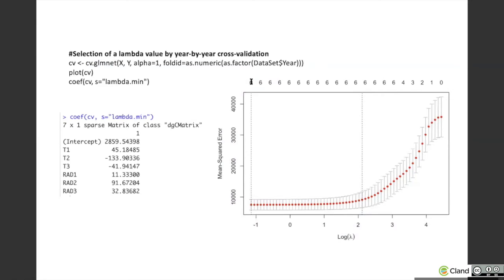And the reason here is because the number of inputs is relatively limited. I have only 6 inputs, 3 temperature, 3 radiation, and more than 600 data points. It means that I have enough data to estimate correctly all the regression parameters. And it is for these reasons that you don't overfit the data by keeping all the inputs inside the model.